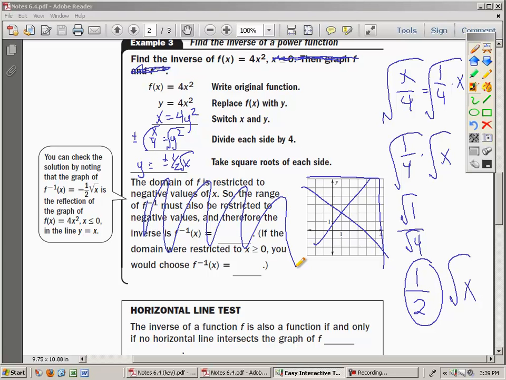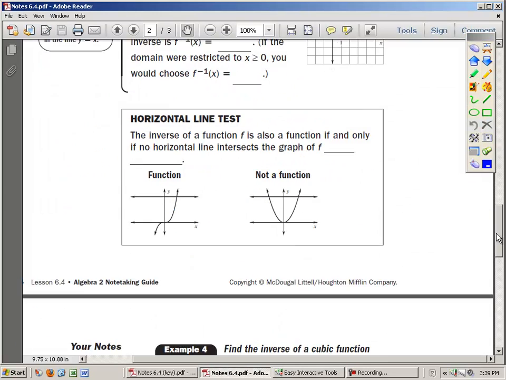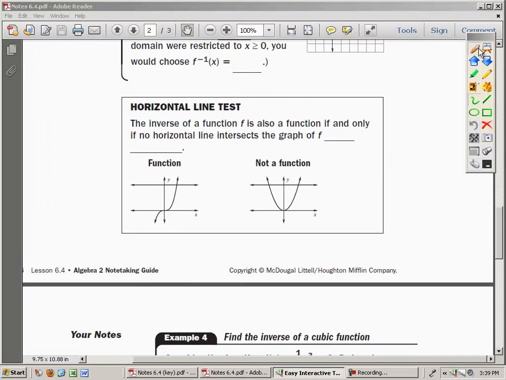All right? So that brings us to our next idea, and this is the idea of the horizontal line test. Now, the horizontal line test says the inverse of a function f is also a function if and only if no horizontal line intersects the graph of f more than once.